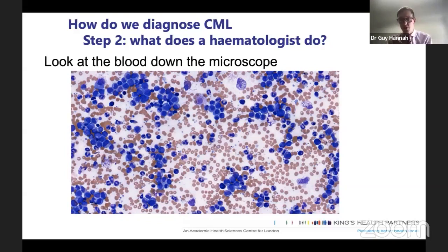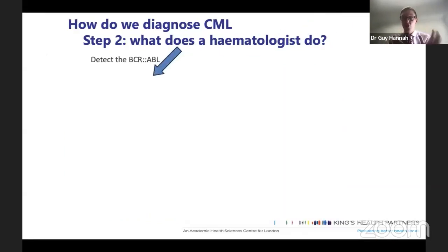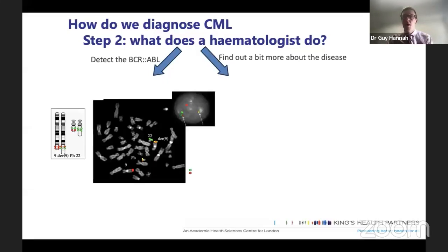So what do you need to do there? Two things you need to do as a hematologist. You need to detect the BCR-ABL, because CML is defined by that genetic problem we talked about, the chromosome 9/22 switching and the product of that, which is the BCR-ABL. And you also need to find out a little bit more about the disease. We'll come to that in a minute.